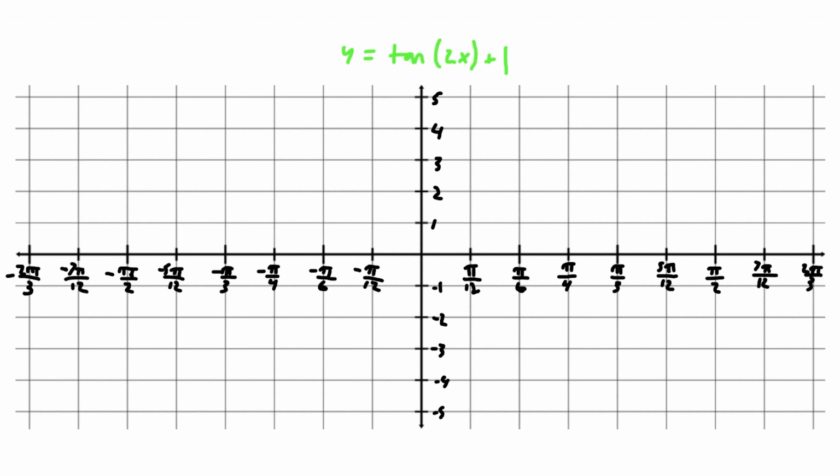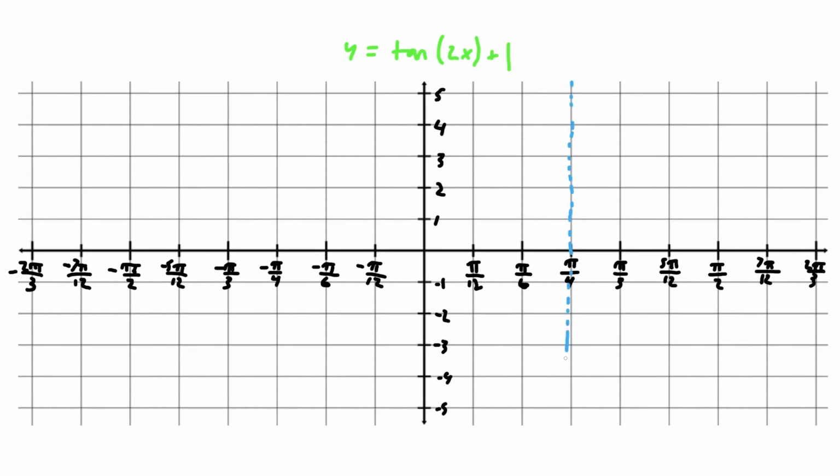When you have any kind of shift, it's easier to just plot the function without the shift first, and then shift it up or down or left or right later. So here, we're just going to be plotting y equals tan of 2x, and then we'll shift it up by a value of 1 afterwards. You're only really going to need to plot 3 points on each side of each vertical asymptote.